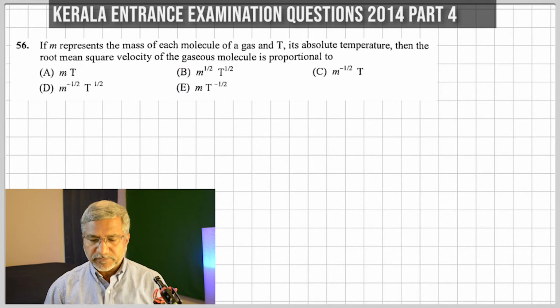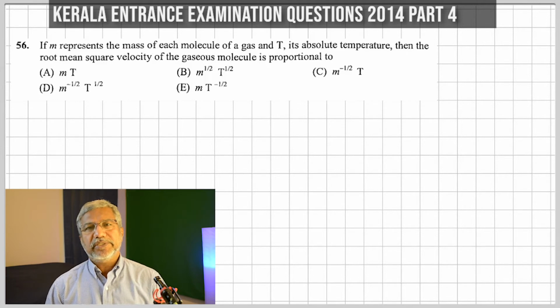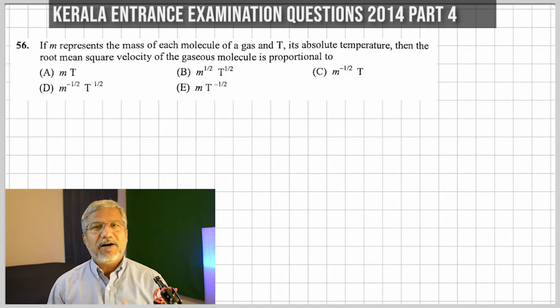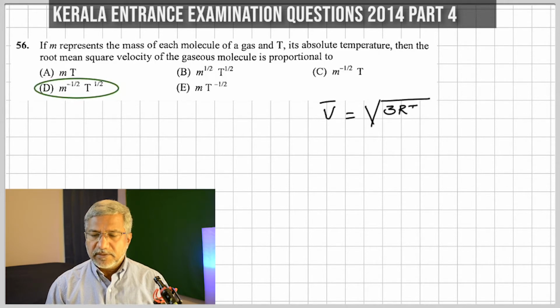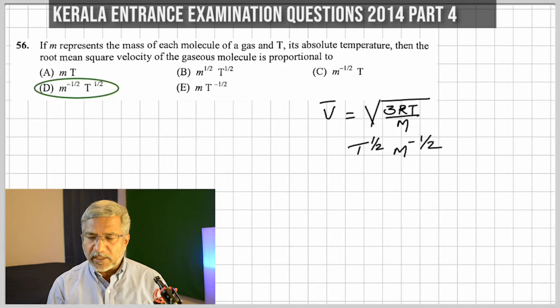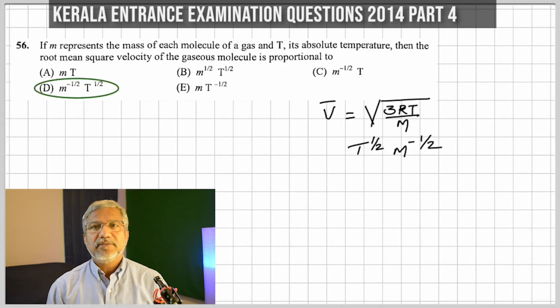All right, so 56. If m represents the mass of each molecule of a gas and T its absolute temperature, then the root mean square velocity of the gaseous molecule is proportional to what? What is the formula? Square root of 3RT by m. That's one of the formulas. That's what we need here. So the RMS velocity is square root 3RT by the mass. And then T raised to half and m raised to negative half is so clear, because square root of something means T raised to half and mass is in the denominator, so it's m raised to minus half. That's why this is the answer.